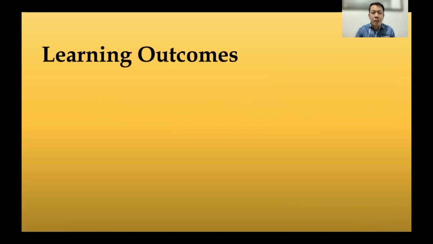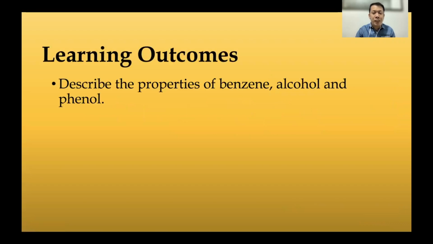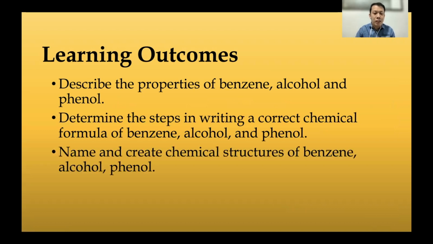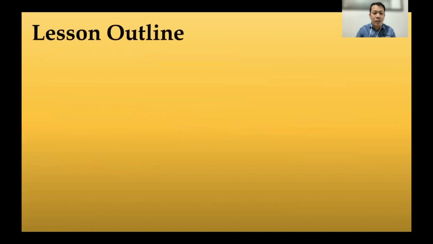For our learning outcomes, first is to describe the properties of benzene, alcohol, and phenol. Determine the steps in writing the correct chemical formula of benzene, alcohol, and phenol. Name and create chemical structures of benzene, alcohol, and phenol.